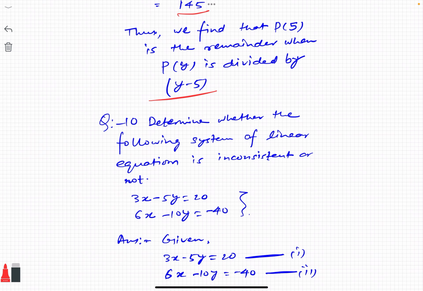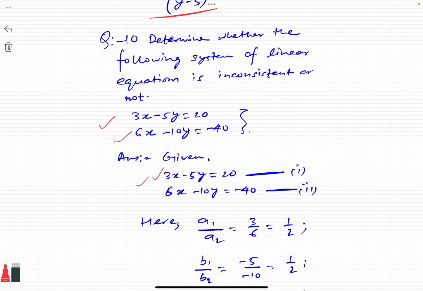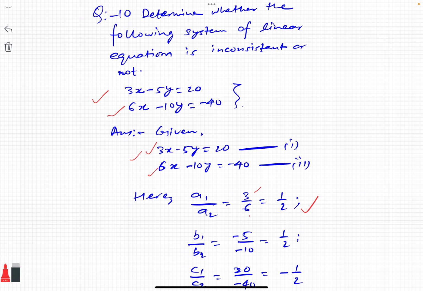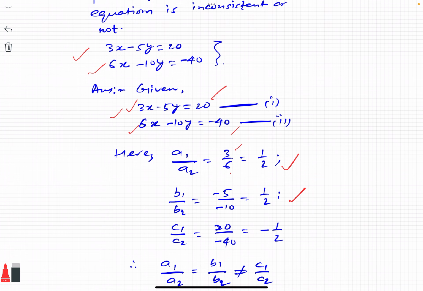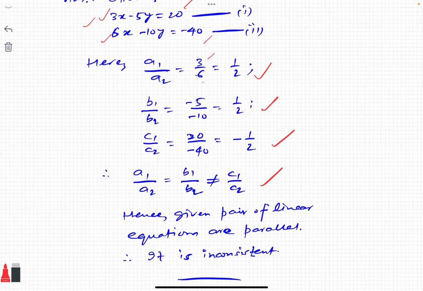Question number 10 is, determine whether the following system of linear equations is inconsistent or not. These two equations given here, a1 is equal to 3, a2 is equal to 6, a1 by a2 is equal to 1 by 2, b1 by b2 is equal to minus 5 by minus 10, that is 1 by 2, c1 by c2 is equal to minus 20 by 40, that is minus 1 by 2. So, a1 by a2 is equal to b1 by b2 is not equal to c1 by c2. Hence, given pair of linear equations are parallel, it is inconsistent.